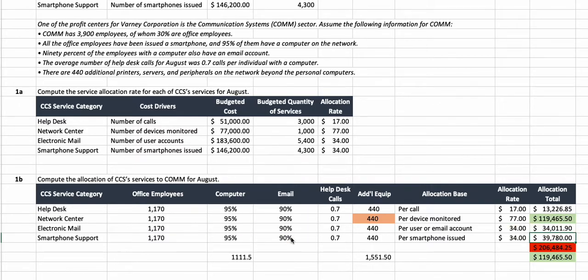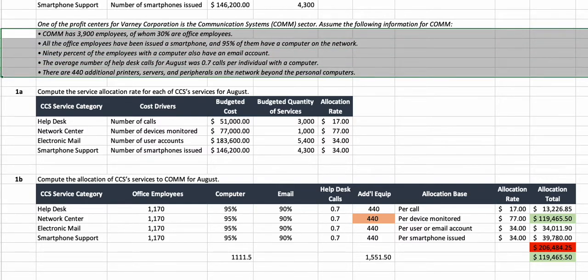So whenever you find yourself working on a problem set that has a lot of assumptions, again, go ahead and set it up in a table, and it should allow you to calculate it really quickly and double check your amounts.